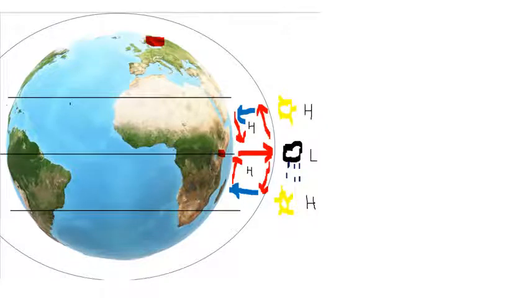So we're now going to have a look at the poles. Now we know at the poles the sun's energy is very, very spread out, and also for times of the year the sunshine only shines for a few hours, and at some points it can be in complete darkness or night time for several months. So this makes it extremely cold. Now because it is so cold, that means that what we have is a lot of very cold air, and we know that cold air sinks.